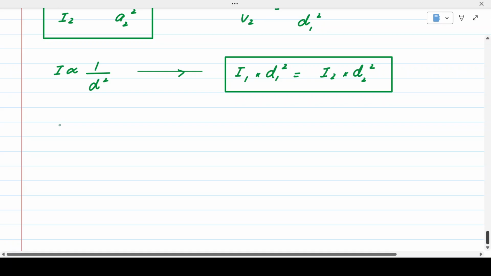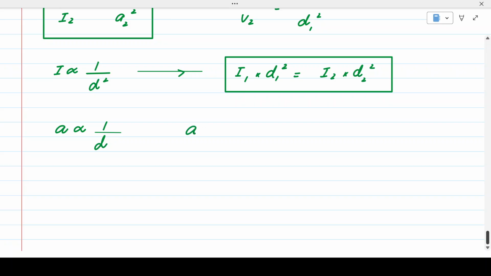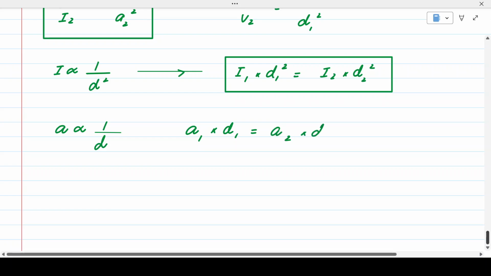Another expression is the relationship of amplitude and distance from the source. So they are inversely related. This one can also be written as A1 into D1 equals A2 into D2. Just like pressure is inversely proportional to volume, then you can say P1 V1 equals P2 V2.